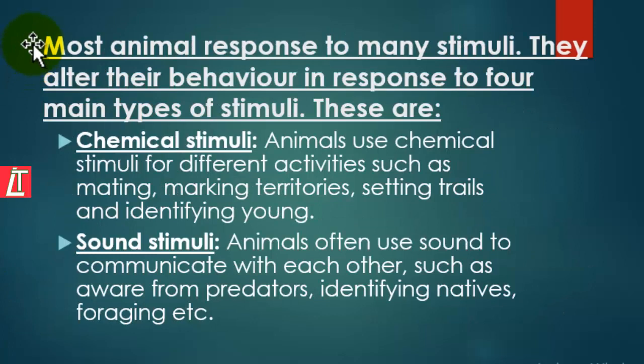Most animals respond to many stimuli. They alter their behavior in response to 4 main types of stimuli. These are chemical stimuli. Animals use chemical stimuli for different activities such as mating, marking territories, setting trails, and identifying young. Sound stimuli. Animals often use sound to communicate with each other, such as warning of predators, identifying natives, foraging, etc.